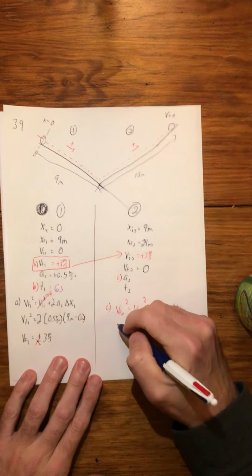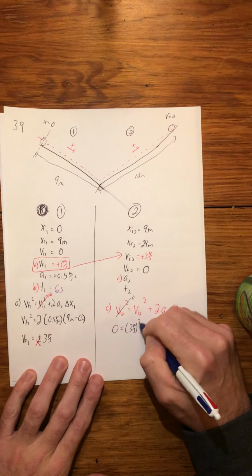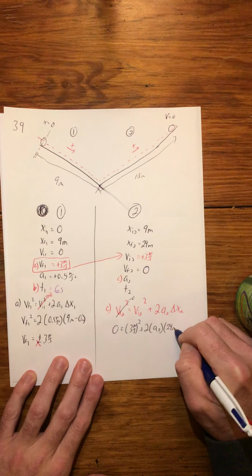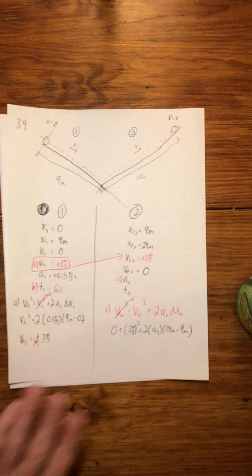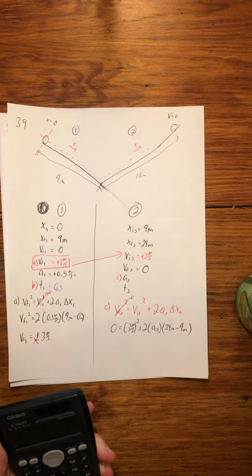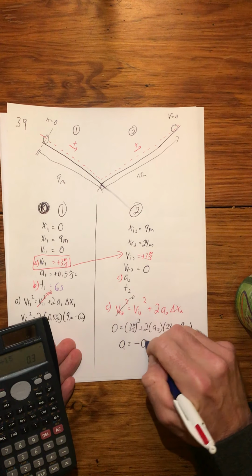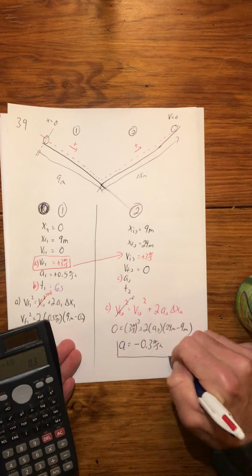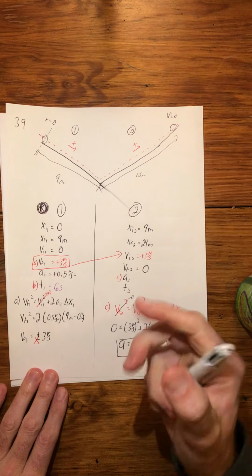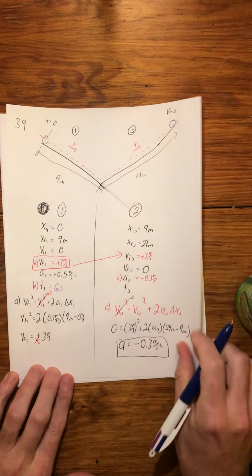Okay, so here we go. We know that that is going to go to 0. This is 3 meters per second, quantity squared, plus 2 times, I don't know, A2, and then this is going to be 24 meters minus 9 meters. Okay, throw that in your calculator, 9 over 2 times 15, and we get that A is going to equal negative 0.3 meters per second squared. Boom, and that is the C part of this problem. I'll put this in here. And then the last thing just needs its own little section.